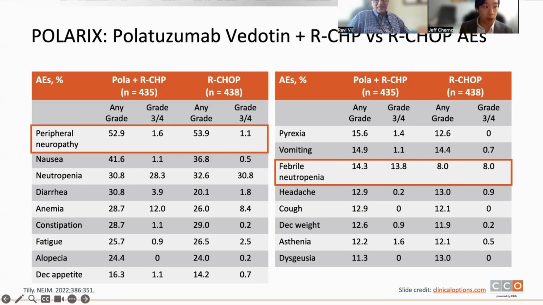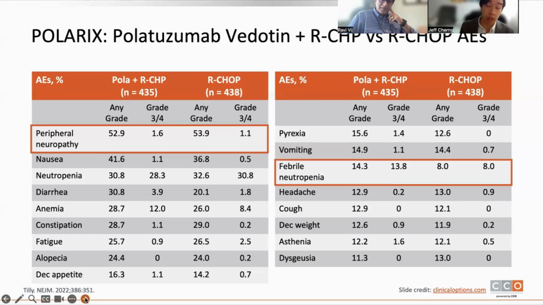prophylactic growth factor is mandated, at least in our center, for any patient getting polatuzumab as part of frontline therapy, regardless of their age. But you can still probably get away without giving primary prophylaxis to young patients getting R-CHOP. So, there are some subtle differences there, I think, that are worth being aware of.